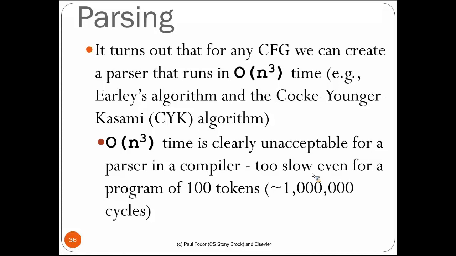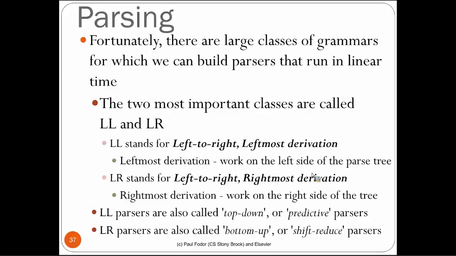This is clearly unacceptable. So fortunately, there are large classes of grammars for which we can build better parsers that can run in linear time. And the two most important classes are called LL, which stands for left to right, leftmost derivation. Leftmost derivation means that we'll work on the left-hand side of the tree. If you remember earlier today, we talked about derivations, and we talked about canonical derivation, which is rightmost derivation. We take the non-terminals at the end or at the right-hand side of the tree. In leftmost derivation, we take the non-terminals on the left-hand side of the tree.